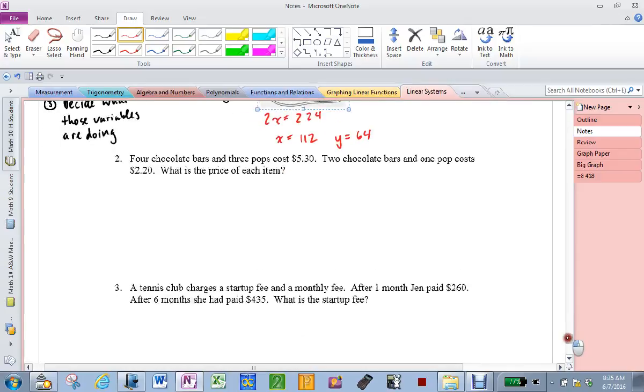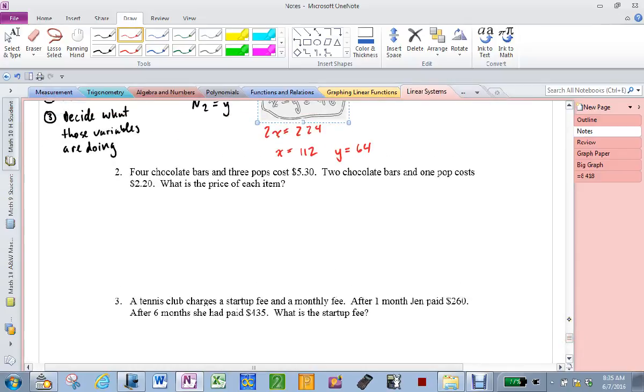So, in our next one, read the question silently to yourself. Decide on the things that are unknown. Name them. Then assign them variables. Then build your system. So step 1, what is the unknown stuff? Chocolate bars and pop. So my unknowns are chocolate and pop.